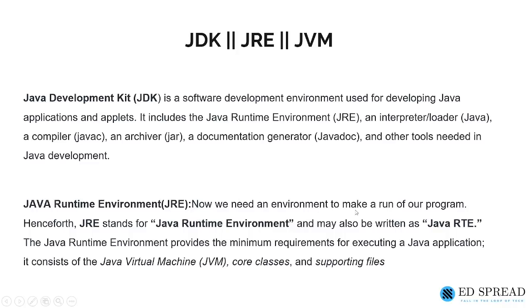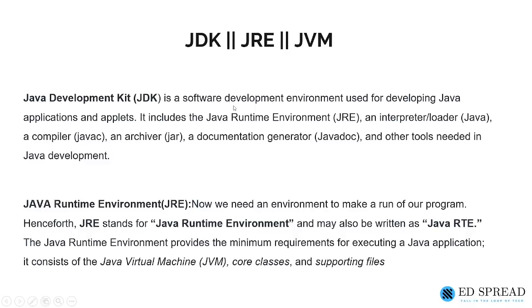So now we need an environment to run our program. So we need some environment in order to run the code, right? So in order to run the code, we need JRE, that is Java Runtime Environment. Okay, so the Java Runtime Environment provides the minimum requirements for executing a Java application, right? So it consists of Java virtual machine, that is nothing but JVM, core classes, and supporting files. So JRE contains core classes, the supporting files which are necessary for running the code, and Java Virtual Machine JVM. Okay. So I hope you guys got what is JDK and what is JRE.